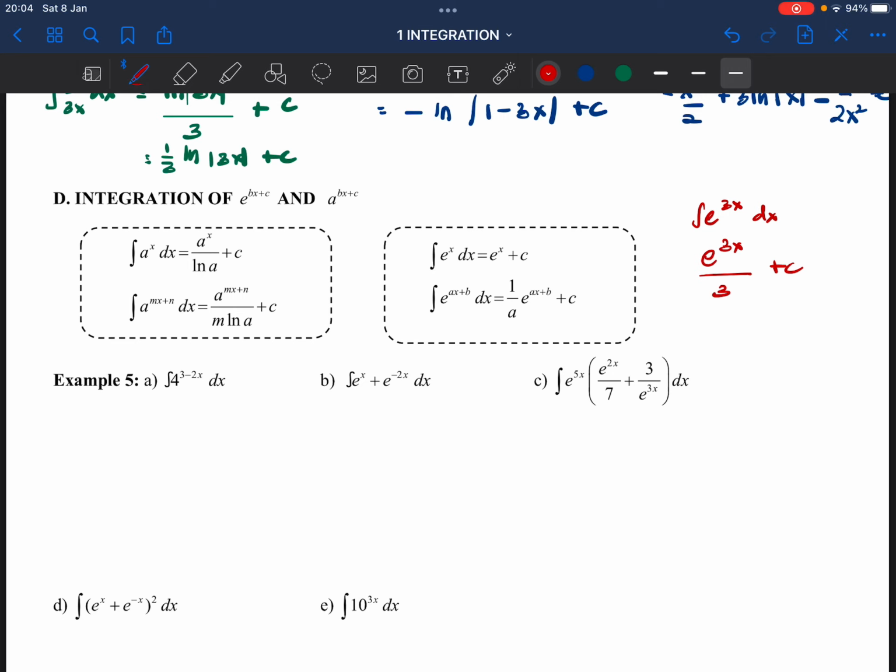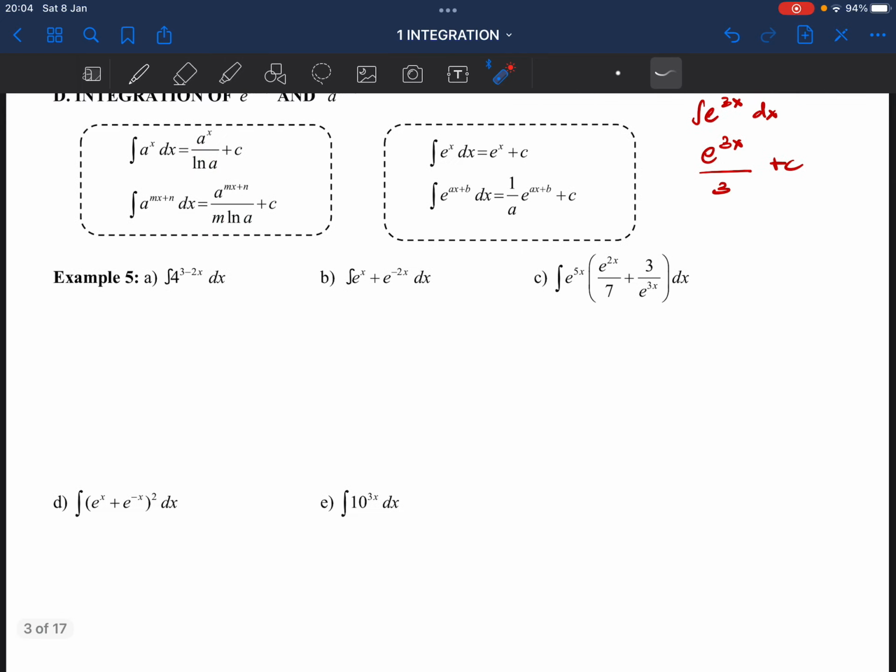Okay, and here we have exponent but with e as a constant, which is a lah. Okay, the same thing as the differentiation, kena letak ln. Okay, so let's just take a look at example 5. So here we have integrate 4 to the power of 3 minus 2x. So you know that this is exponent with 4 as a constant here. So we have 4, salin je balik dulu, for 3 minus 2x.